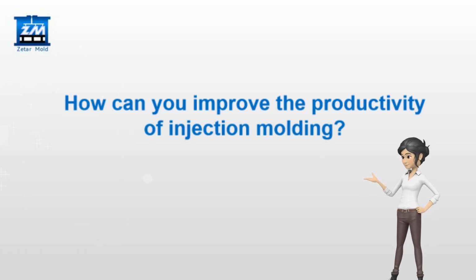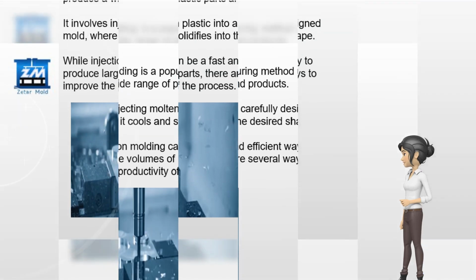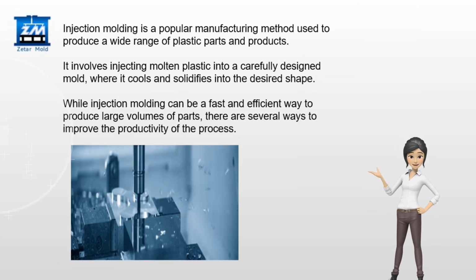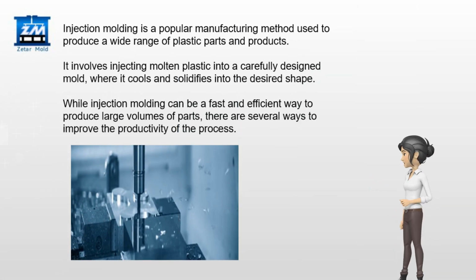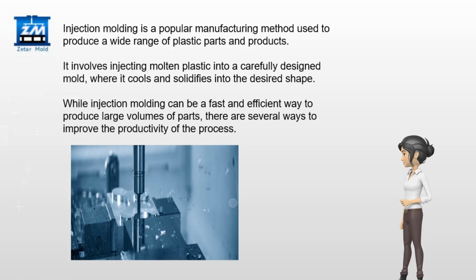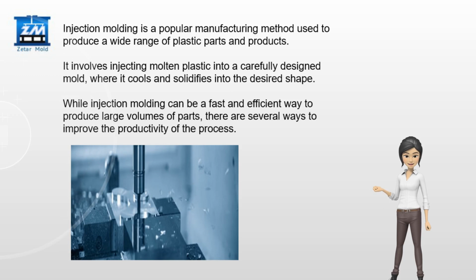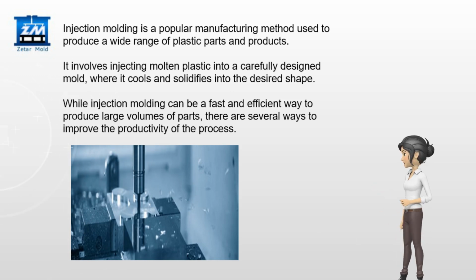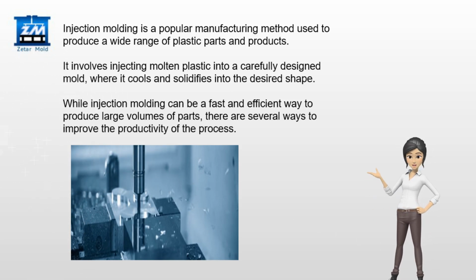How can you improve the productivity of injection molding? Injection molding is a popular manufacturing method used to produce a wide range of plastic parts and products. It involves injecting molten plastic into a carefully designed mold, where it cools and solidifies into the desired shape. While injection molding can be a fast and efficient way to produce large volumes of parts, there are several ways to improve the productivity of the process.